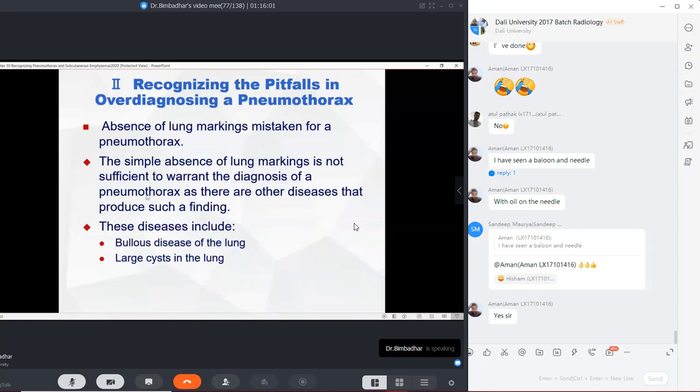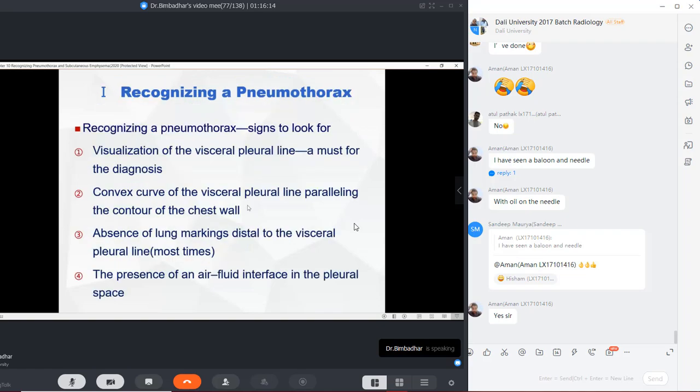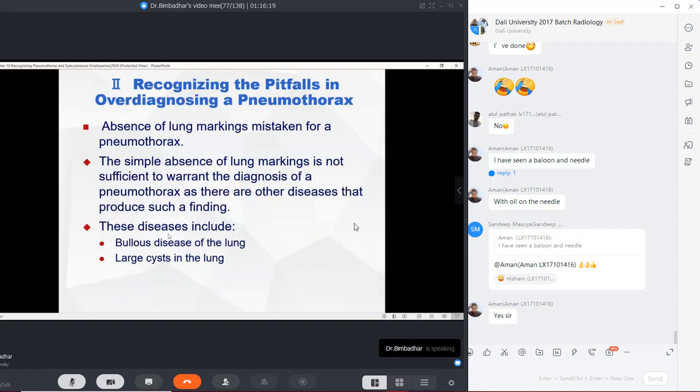Absence of lung markings can technically be mistaken for a pneumothorax. Simple absence of lung markings is not sufficient to warrant the diagnosis, which means all the other findings should also be present. What are the diseases that may mimic a pneumothorax? Bullous disease of the lung, or large cysts inside the lung, will mimic a pneumothorax, but they are not. The visceral pleural line is not visible here, and there will only be absent lung markings. Okay, let's try to find an X-ray.